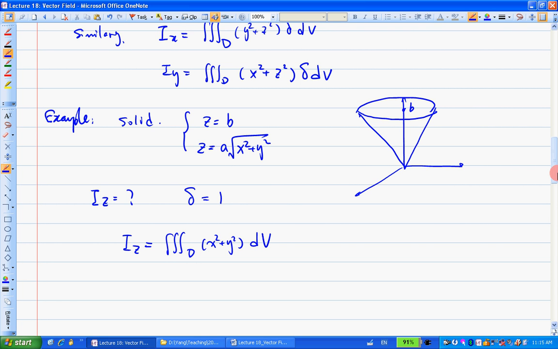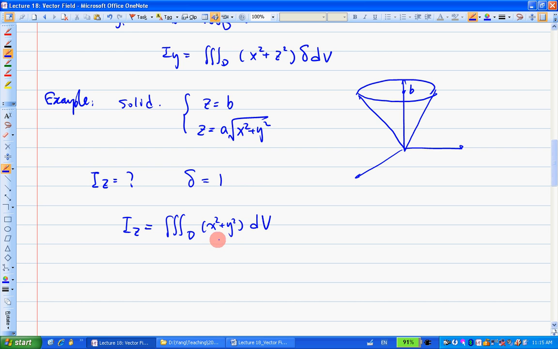So now the question is, if I want to evaluate this triple integral, the first question you should ask yourself is, what coordinate system shall we use to evaluate this triple integral?